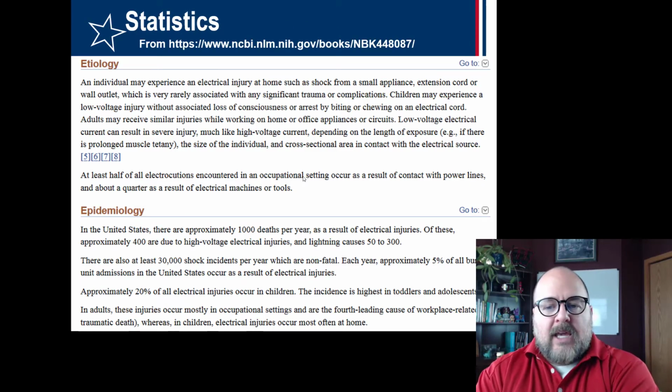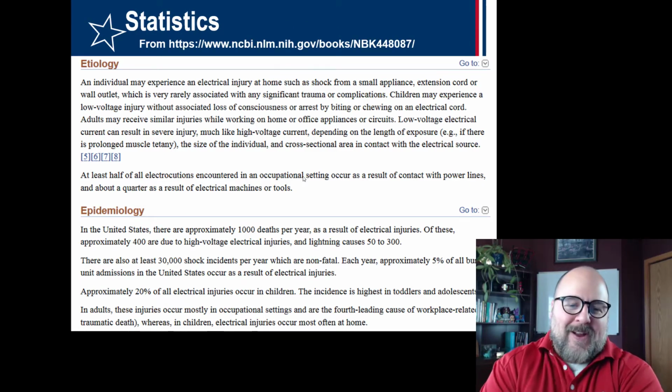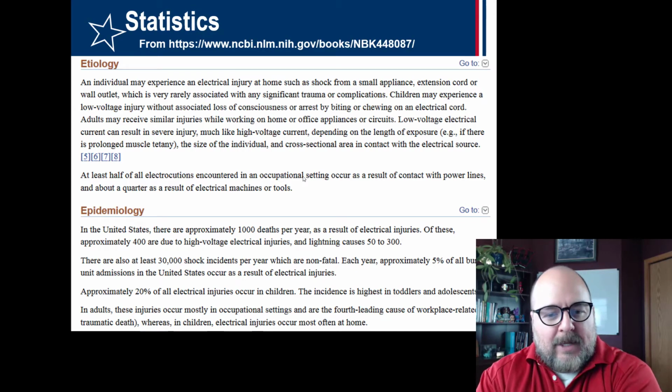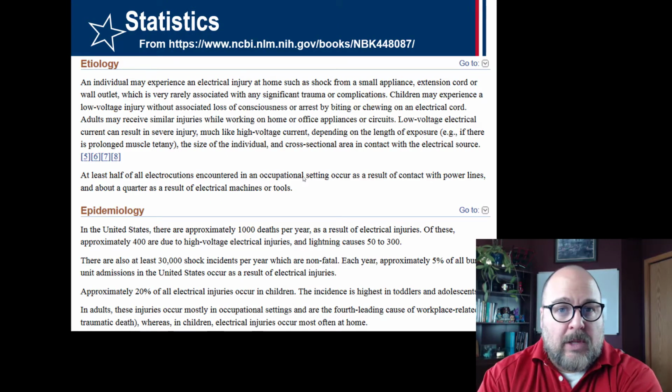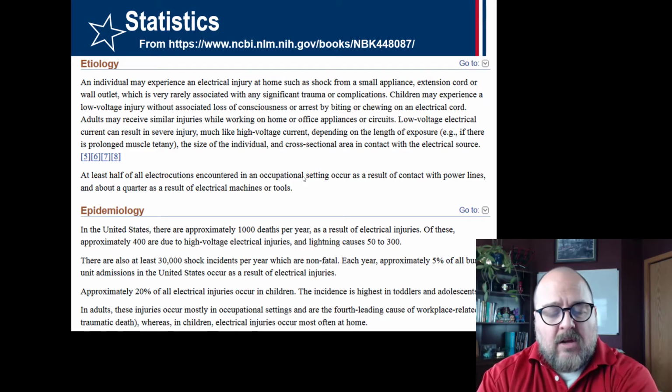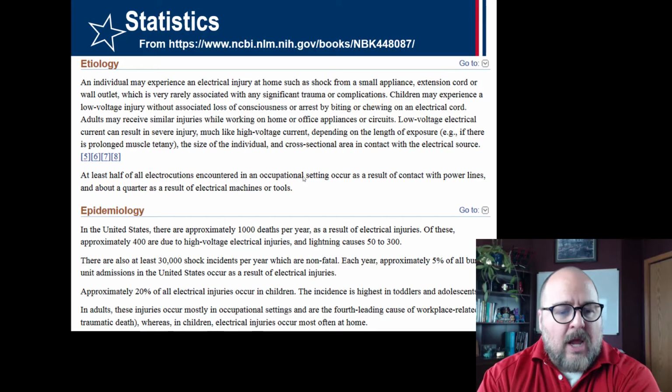This is from a link. The stats that were on this before were a little bit off. Electrocution is not a common occurrence in the workplace, but it does happen. Here it's saying approximately 100 deaths per year. I think about half of those are work-related. And it says approximately 400 due to high voltage. Lightning causes anywhere from 50 to 300. There are about 30,000 plus shocks.